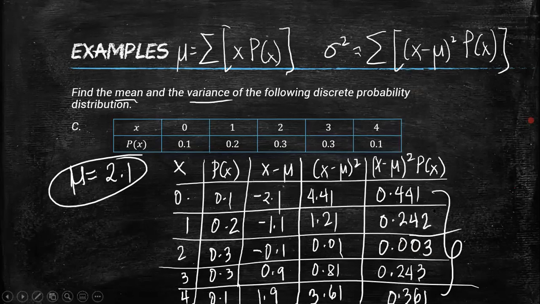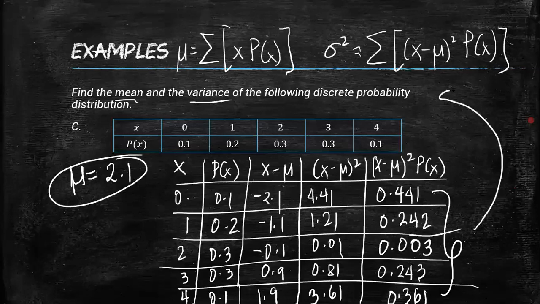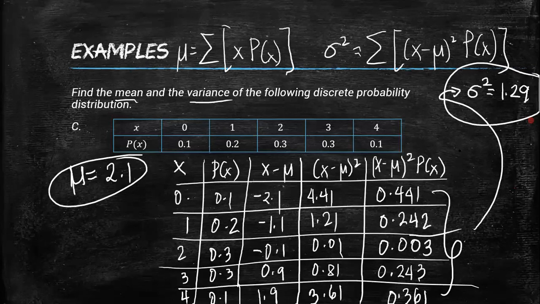Sige, ilan yun? So 0.441 plus 0.003 plus 0.243 plus 0.361. Okay, the answer is, ayan, our sigma squared is 1.29. Paki-check na lang kung saan kayo banda nagkamali.